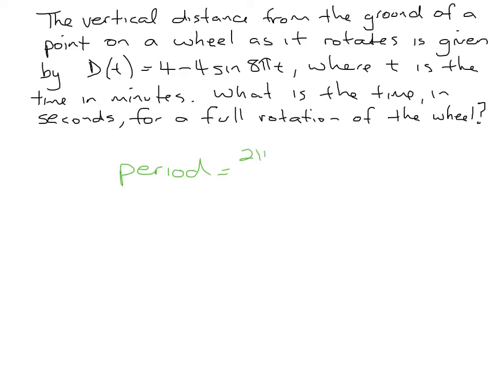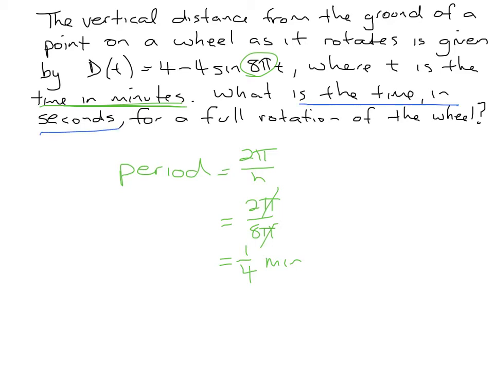That's a sine function, so the period equals 2 pi over n. In our case, n is equal to 8 pi. So it'll be equal to 2 pi over 8 pi. Pi's will cancel down, so that will equal 1/4. The time that we're told here is time in minutes, so that's equal to 1/4 of a minute. Now the question is actually asking for the time in seconds, so 1/4 of a minute is 15 seconds.